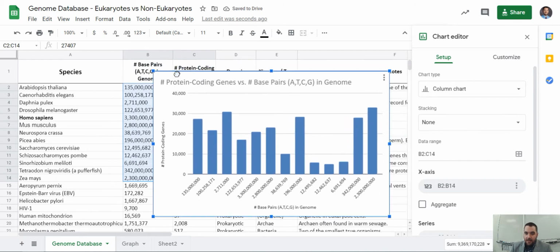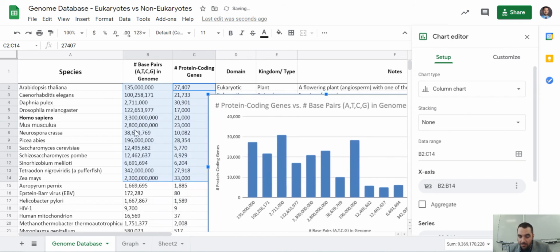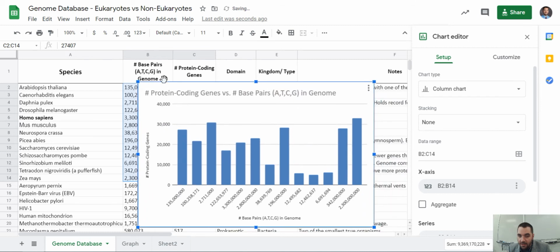However, as I've said in class, a bar graph is only used when you have categorical data. So if we were using these categories of species, yeah, we would use a bar graph. But we're using numbers here, and numbers change in different increments. And so we don't want this. We want to have a scatter plot.